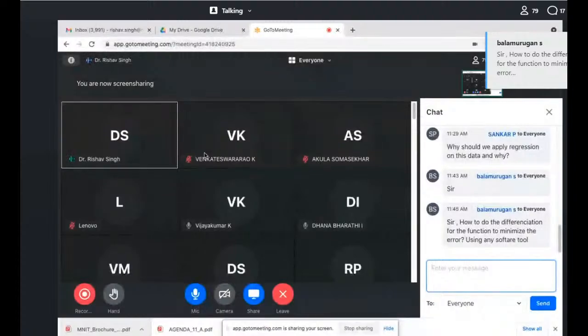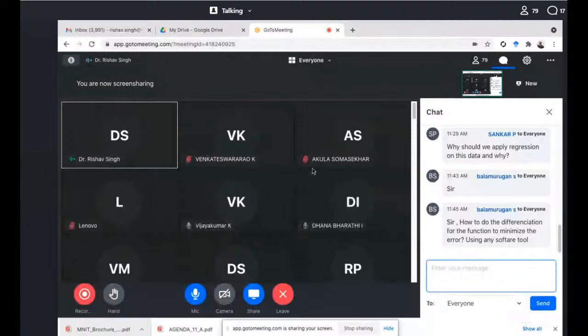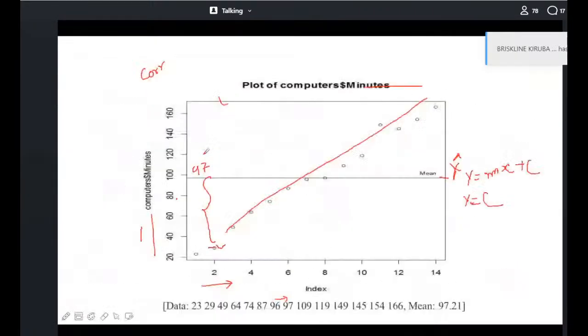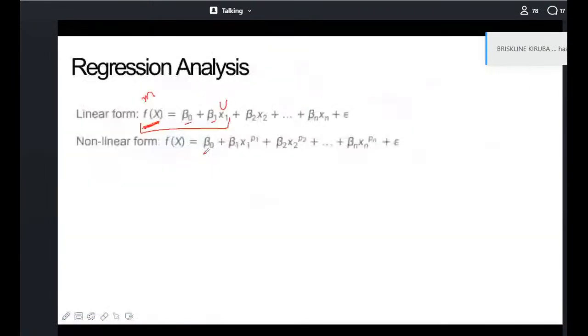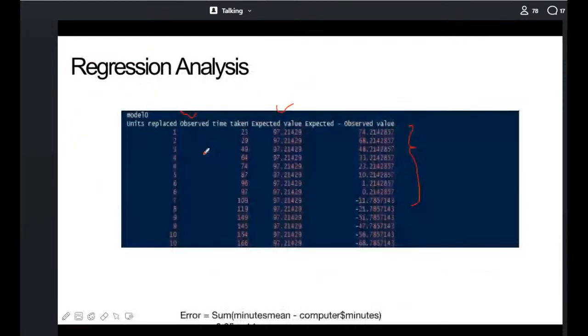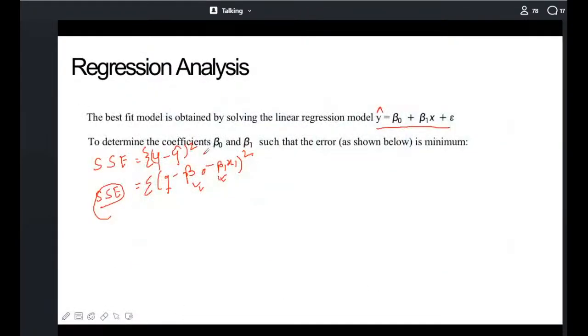Use any software, Balmurugan. What you can do, if you want to go mathematically, is take the equation which we have written over here, that is the sum of squared errors. That is your actual value, and you want to get the predicted value. x1 we know because that is the observed input and the observed output.